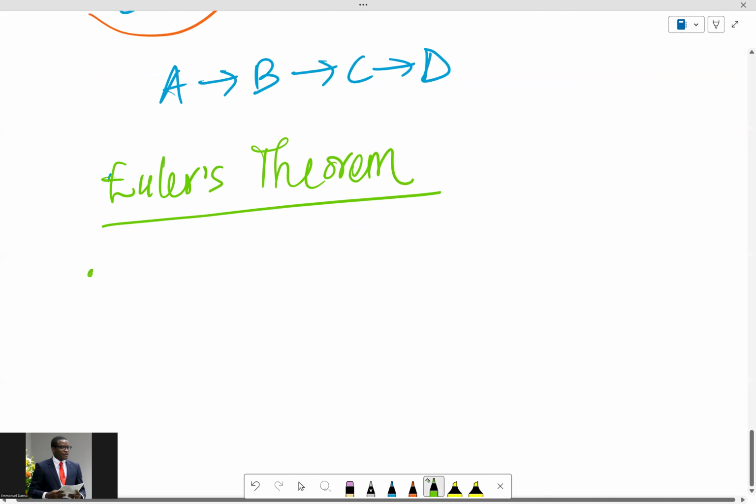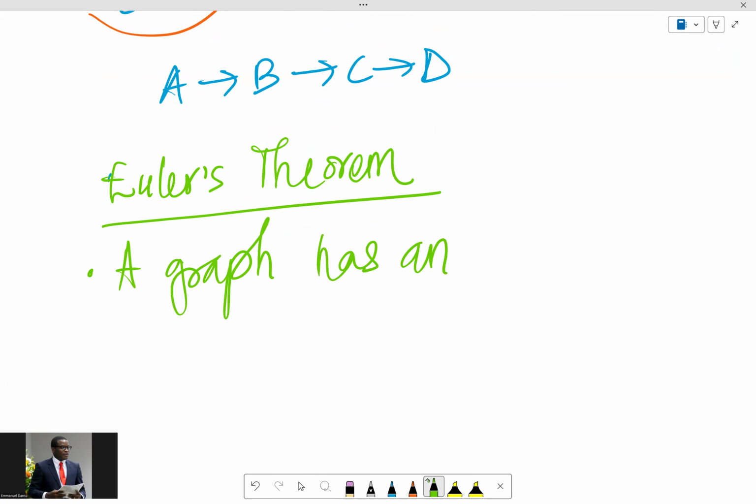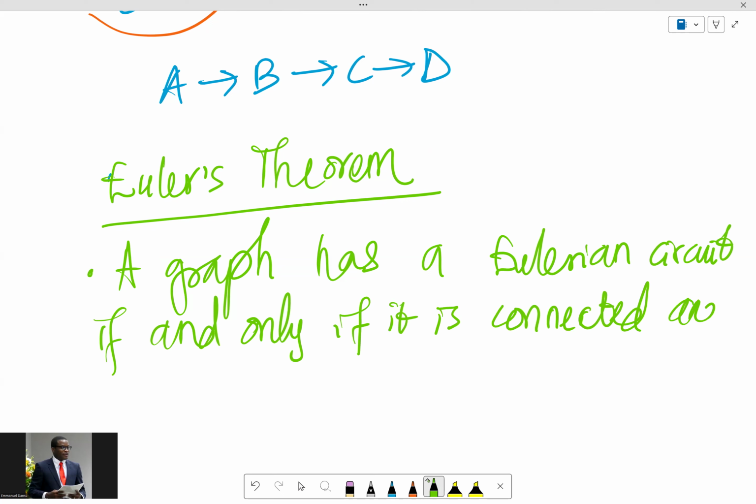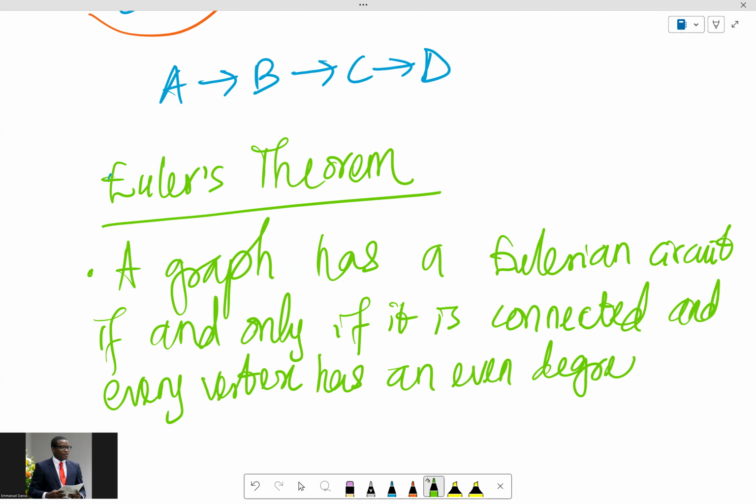So the first thing is that a graph has a Eulerian circuit if and only if it is connected, and every vertex, I mean, we've said this before, but we are just crystallizing this, has an even degree. And we've seen the example of that.